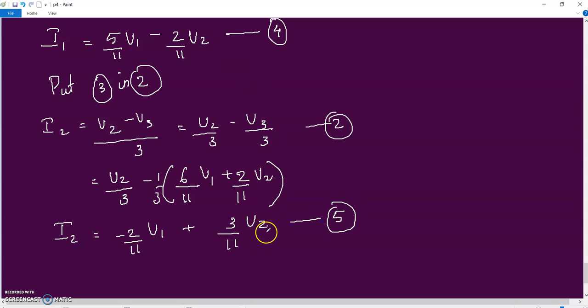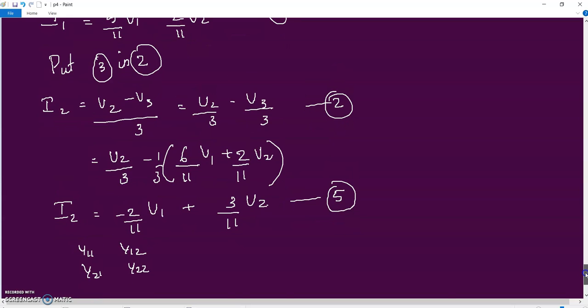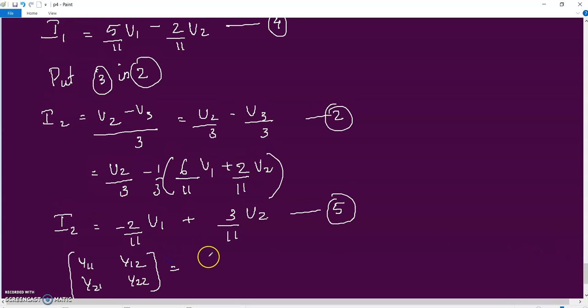From equation number 4 and equation number 5, we will get the y parameters. y11, y12, y21 and y22 is equal to: here we have 5 by 11, minus 2 by 11. Here again we have minus 2 by 11 and 3 by 11. These are the y parameters.